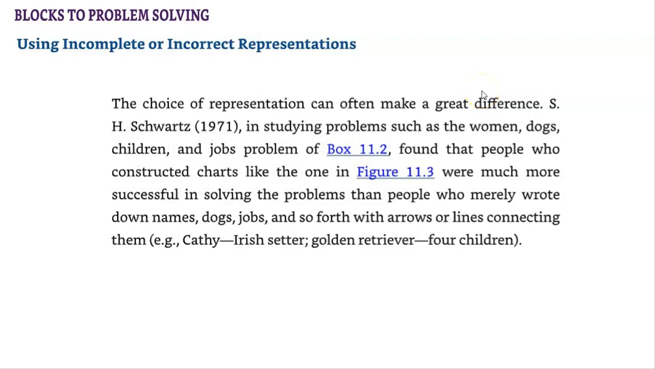Using incomplete or incorrect representations might serve as a block to problem solving. And forgive me, just a few sentences here. The choice of representation can often make a great difference. Schwartz, in studying problems such as the women, dogs, children, and jobs problem, who owned the dogs, who had what jobs, found that people who made charts like the one in 11.3 were much more successful in solving the problems than people who merely wrote down these things.